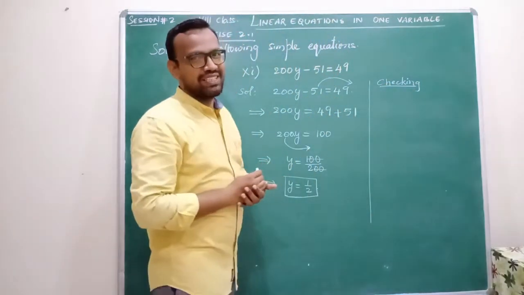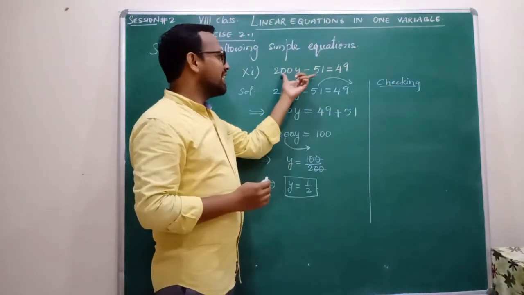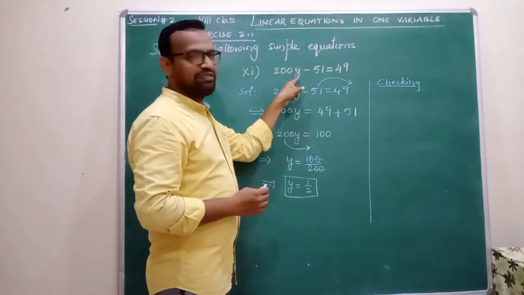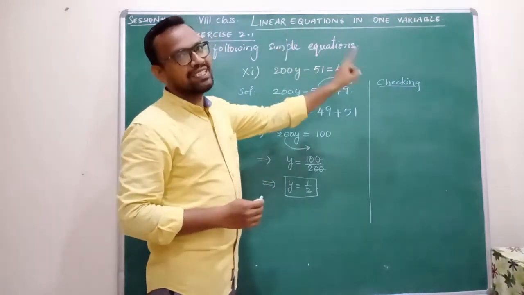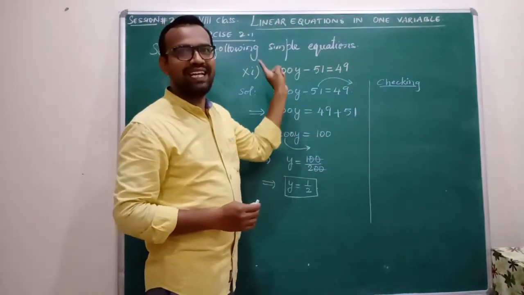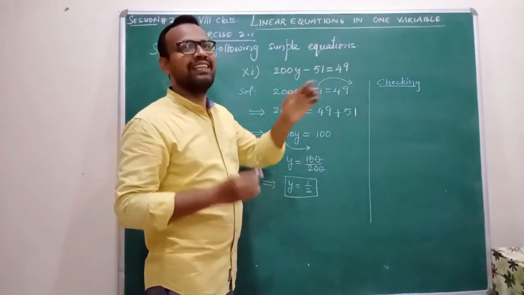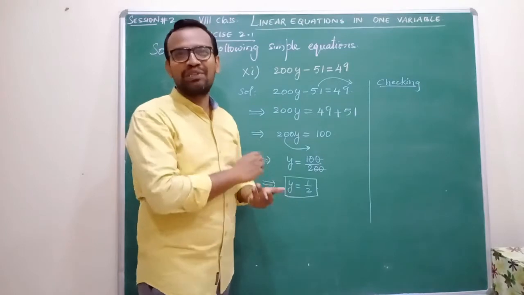How are we going to check? First, we will take the LHS and substitute the value of the variable in that. If you get RHS in the end, that means LHS is equal to RHS. Therefore, what you get is the solution of the equation.